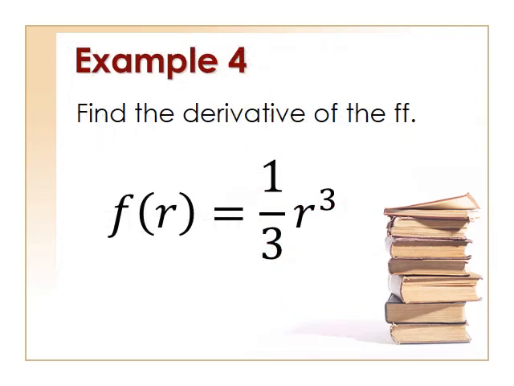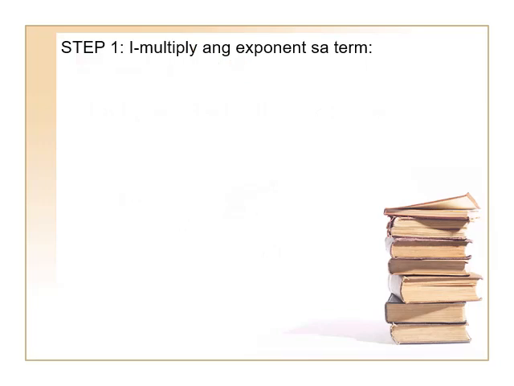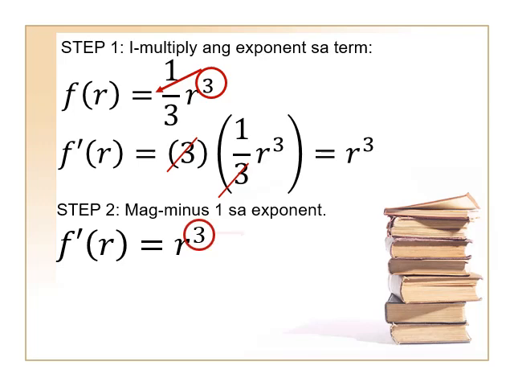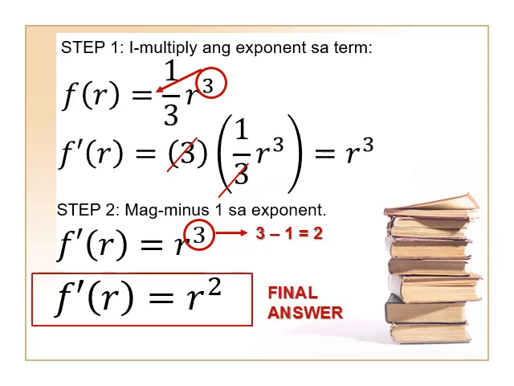Another example, example number 4. So, find the derivative of the following. So, you have 1/3 r cubed. Okay, so again, multiply ang exponent sa term. So, yung exponent natin na 3, ibababa natin dito. Multiply natin siya sa 1/3. If you notice, makakancel mo yung 3 dito actually. Ayan, cancel sila. Kaya magiging r cubed na lang. Okay, and then minus 1 sa exponent. So, 3 minus 1 equals 2. Kaya magiging r squared. And this is your final answer. So, the derivative of 1/3 r cubed is equal to r squared.